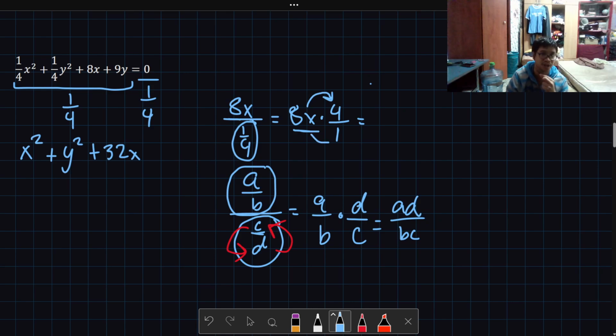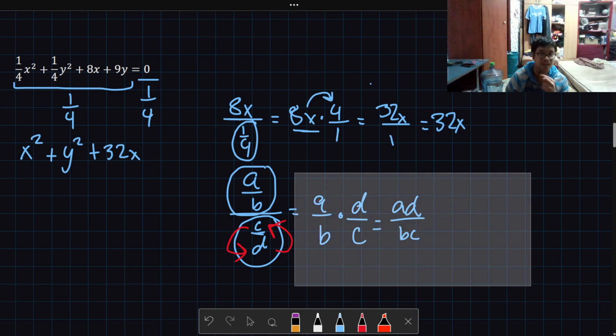Okay. Not on the denominator. No, no, on the numerator. So 8x times 4, you will get 32x all over 1. And 32x all over 1 is just the same as 32x. So hence, you have 32x as a result. So that's it. Let me erase this one.